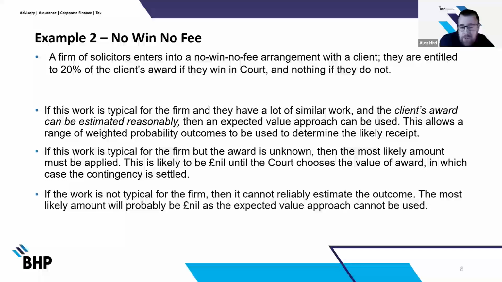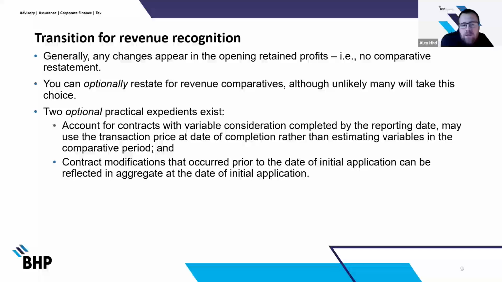And then lastly, if the firm doesn't do this sort of thing normally, then we've got no reliable estimate for the outcome. And so we have to constrain that variable revenue to nil until the contingency of the court award is settled. In terms of transitioning to this, generally any changes are going to appear in opening retained profits, so we don't restate the comparatives.